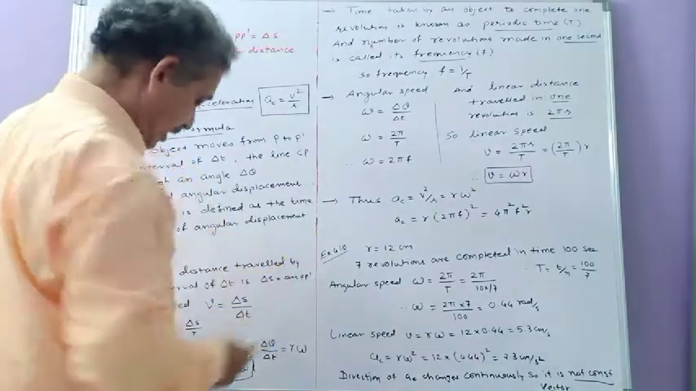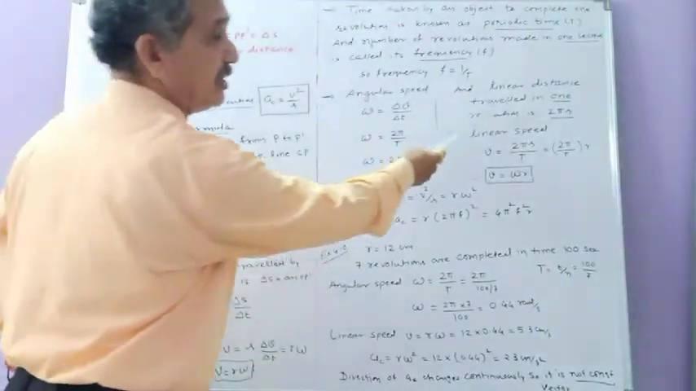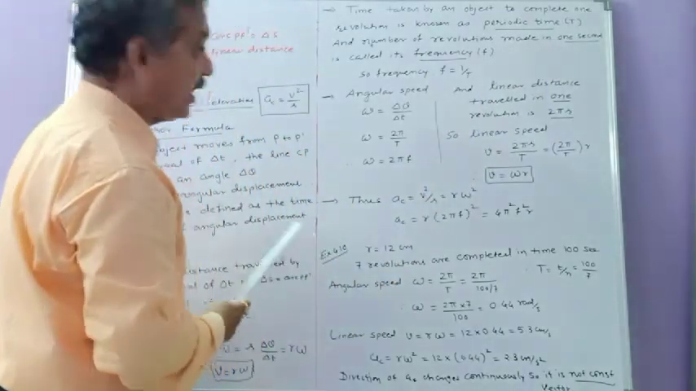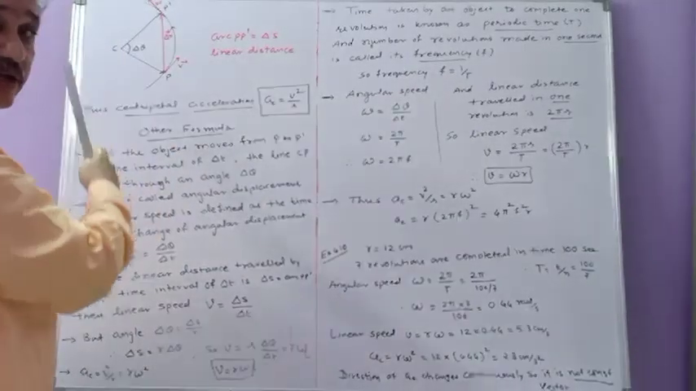Now again you can get the same equation v equal to r omega by using this concept. And the linear distance traveled in one revolution is what? 2 pi r. So the length of arc PP dash, if you consider the whole circle, what will it be?